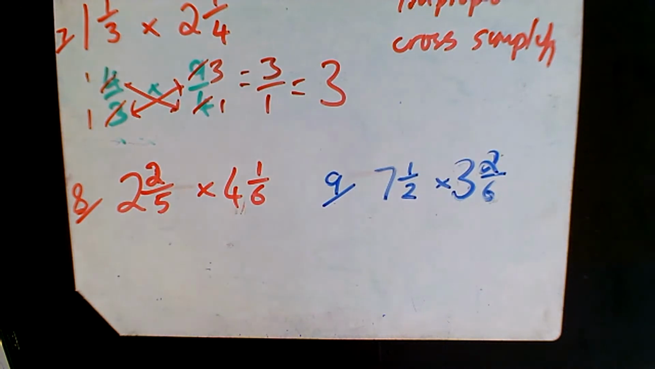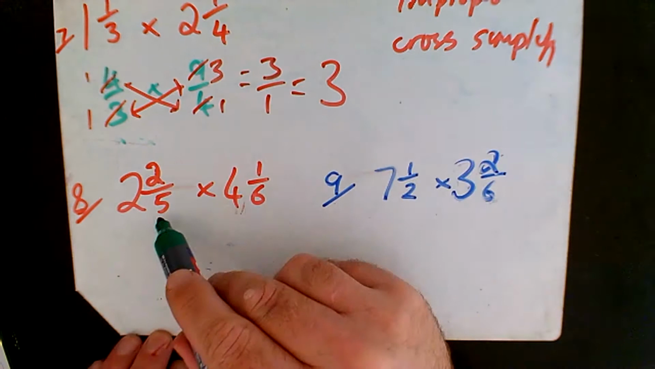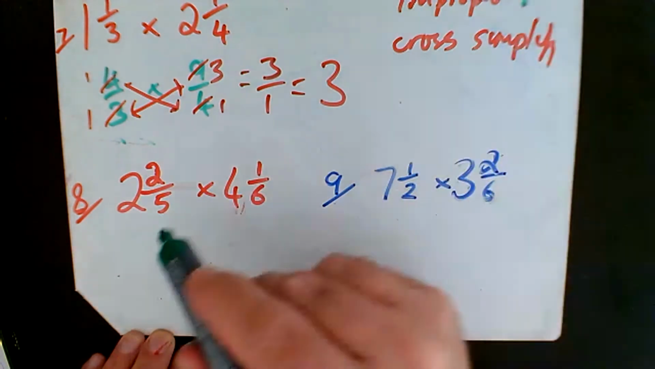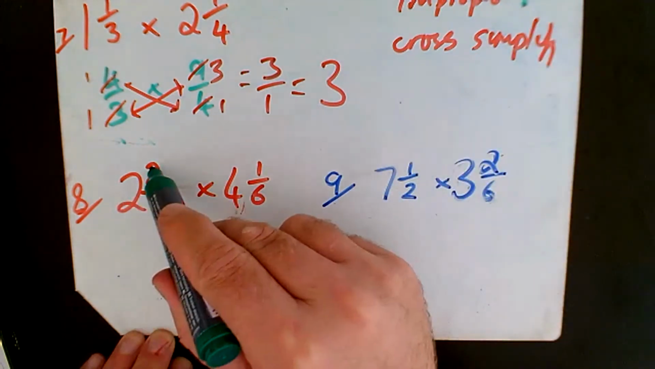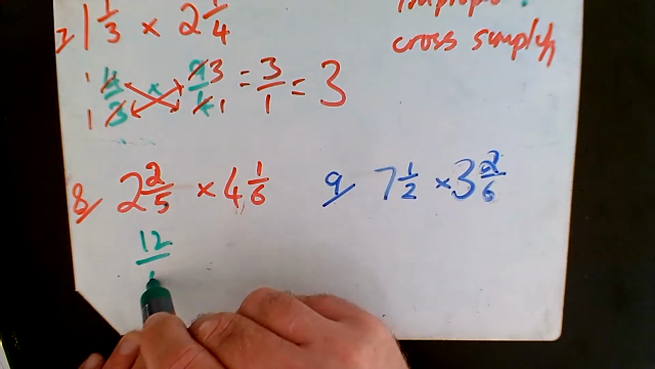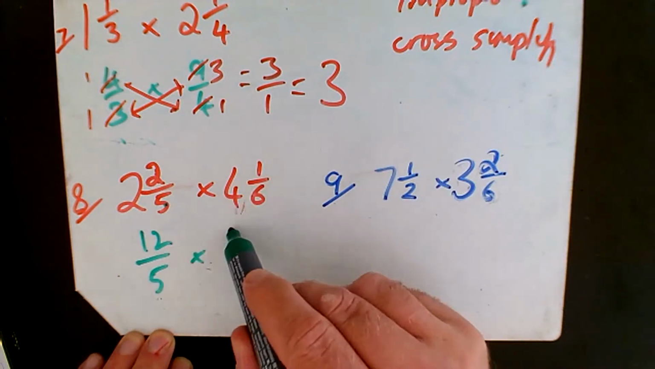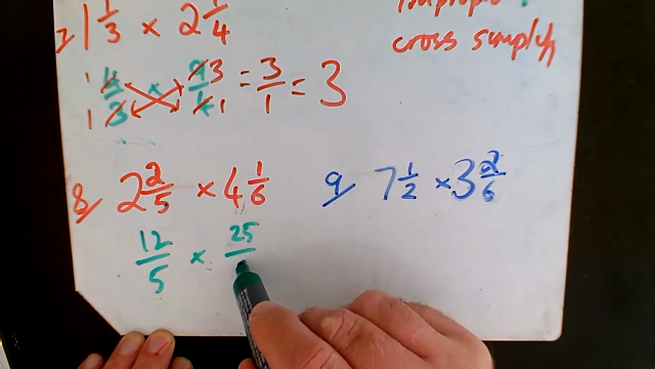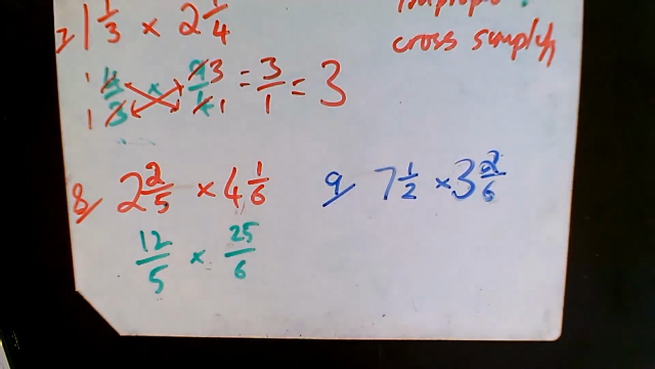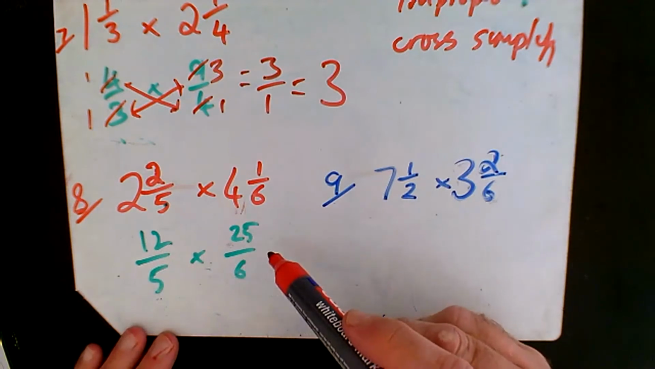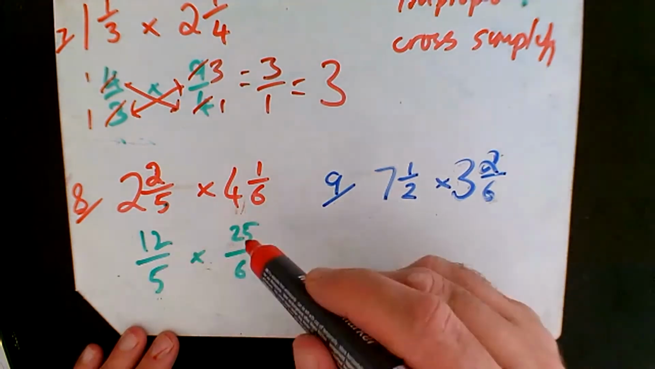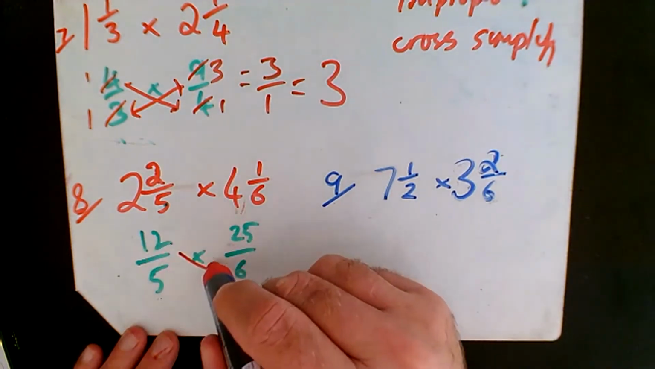Right, let's have a little look, shall we? So, again, first thing, improper. 5 times 2 is 10 and 2 is 12. 12 over 5 times 4 times 6 is 24 and 1 is 25. 25 over 6. Can I cross simplify? Yes, I can, because otherwise I've got big numbers here, haven't I? So let's have a little look here.